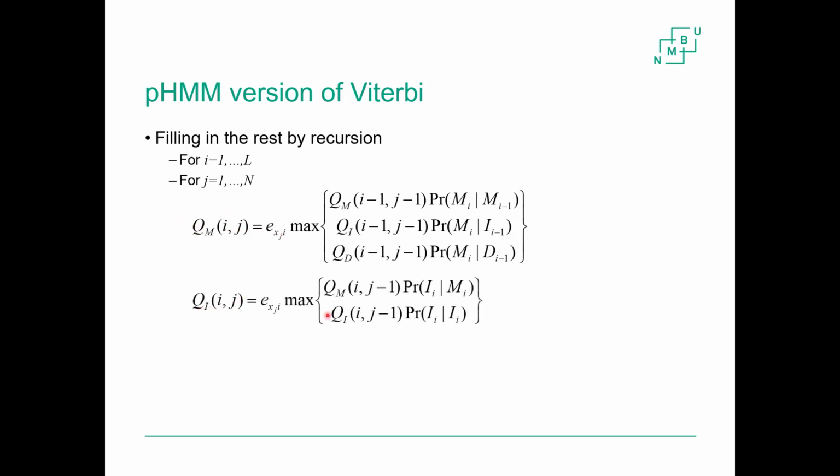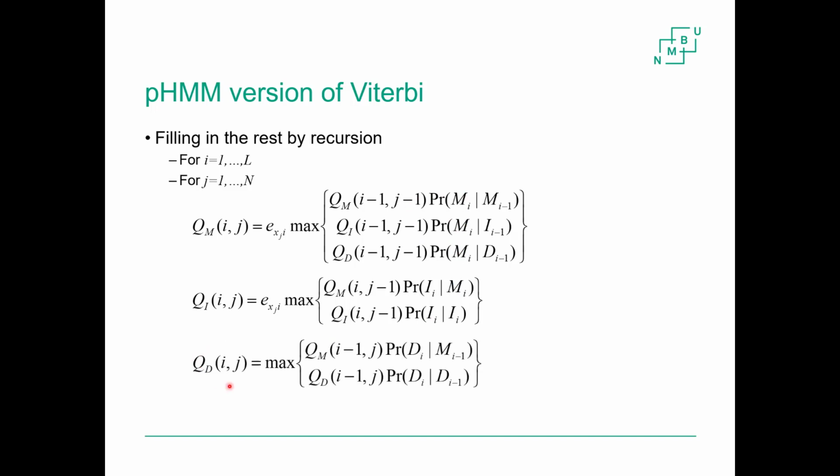And then you have a similar formula for filling in this QI matrix. And notice there are only two alternatives that you take the maximum of here, involving if you come from a match state into an insert state, or if you already were in that insert state and keep staying in that insert state. If you go back and look at the architecture, there are never arrows going from delete states to an insert state. So in order to come into an insert state, you must come either from a match or the same insert state. That's why it's only 2 rows here, but here we have 3 rows. There are always 3 ways of coming into a match state.